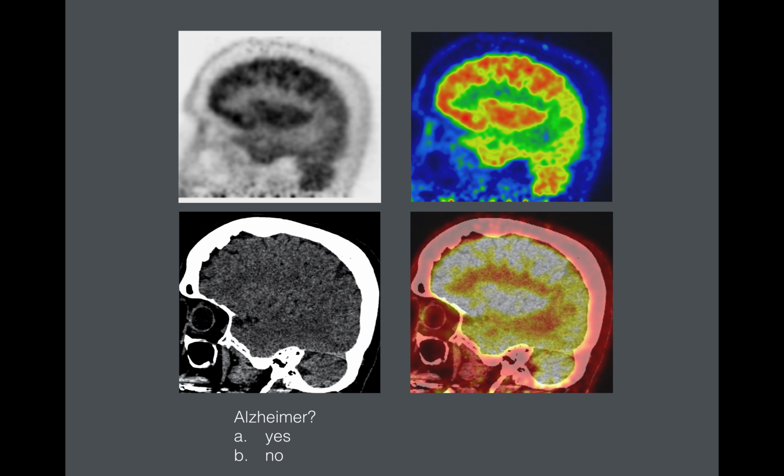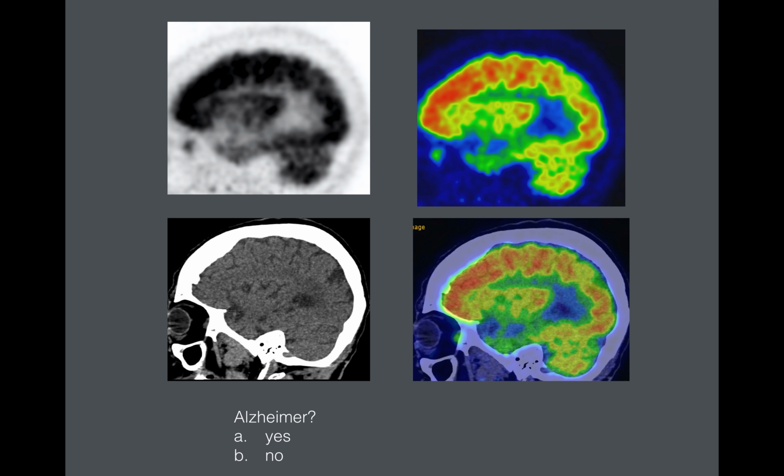Okay, how about this example? Does this patient have Alzheimer's disease? And I'm sure all of you correctly identified yes, because there's decreased temporoparietal metabolism. What about this case? Does this patient have Alzheimer's, yes or no? And I'm sure all of you again correctly identified decreased temporoparietal metabolism, so this patient does have Alzheimer's.